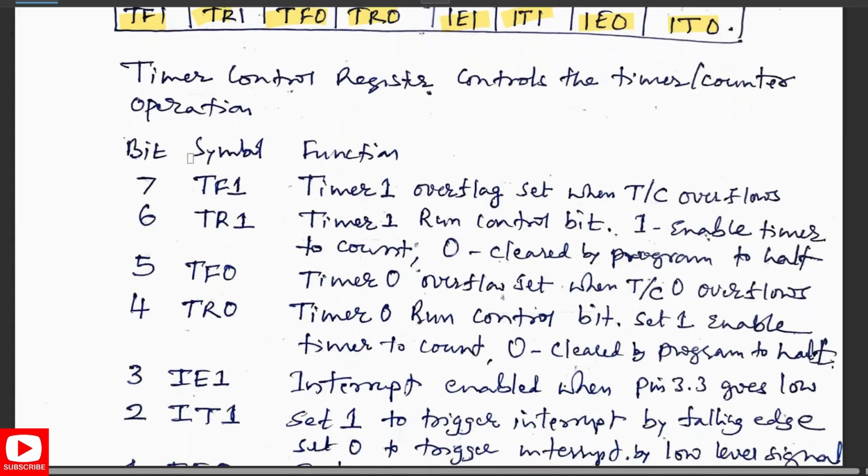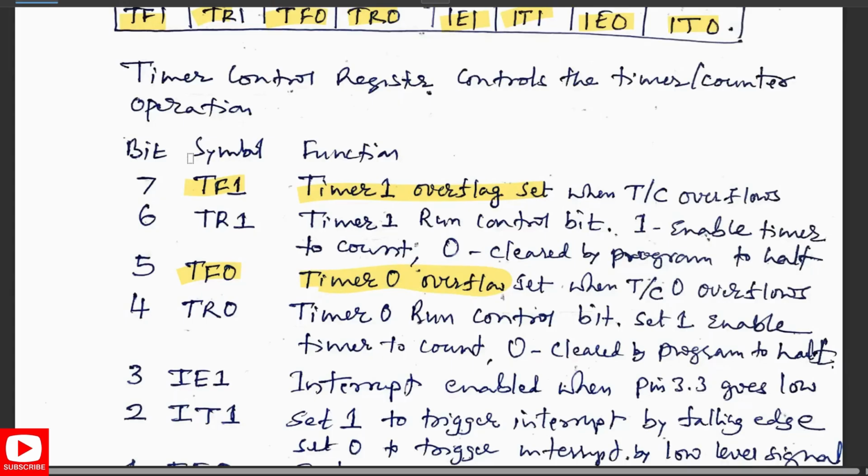First, let's start with TF1. This TF1 is the timer 1 overflow flag. This is set when the timer or counter overflows. This is our first point. Similarly, TF0 is the timer 0 overflow flag. This is set when timer or counter 0 overflows.